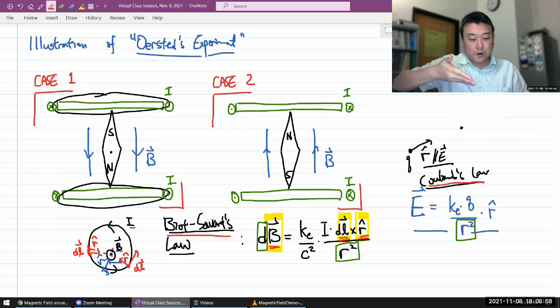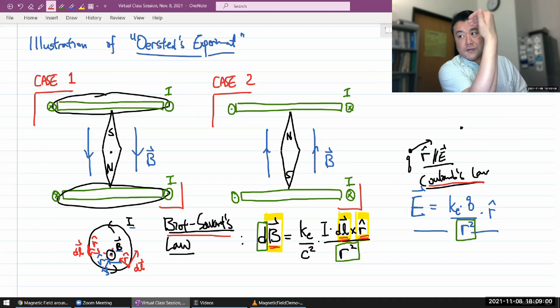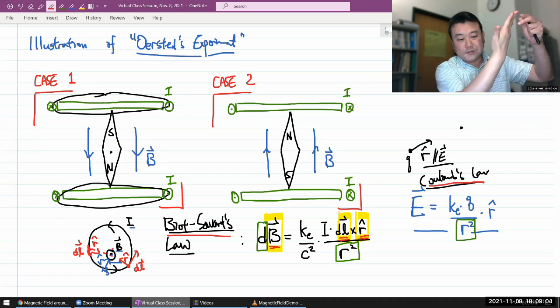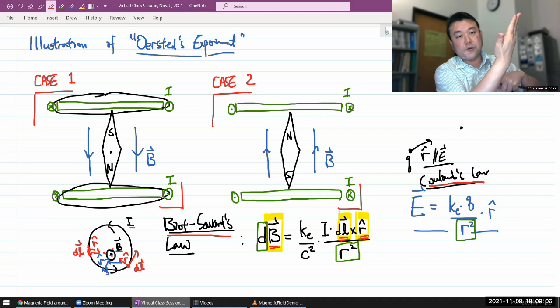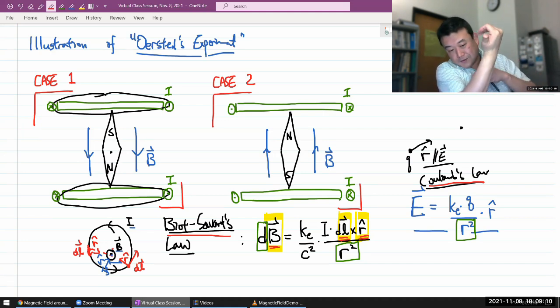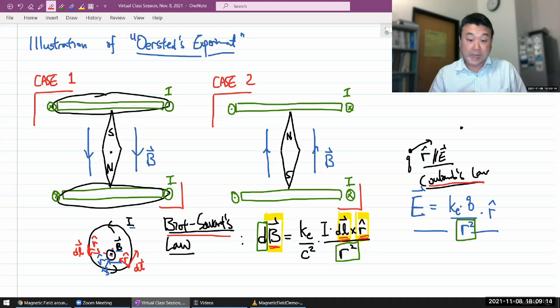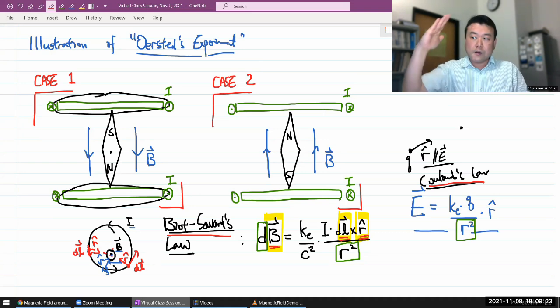So as you go around in the counterclockwise direction, your hand is originally pointing in the direction of dL, and r-hat is pointing radially into the center, and the direction of the magnetic field points out of the screen. And in the case of case 2, the direction of r-hat remains the same, but your hand, instead of doing the counterclockwise thing, now does the clockwise thing.